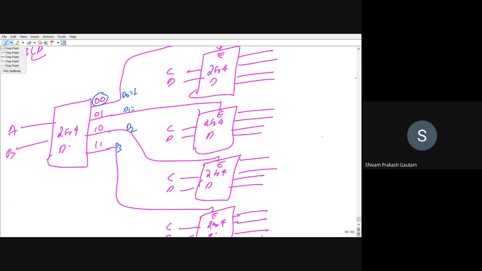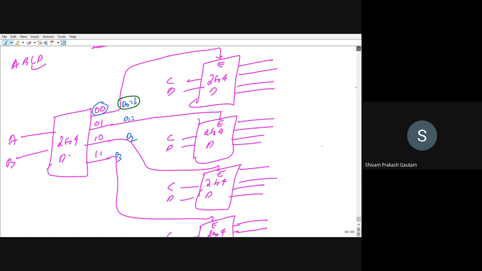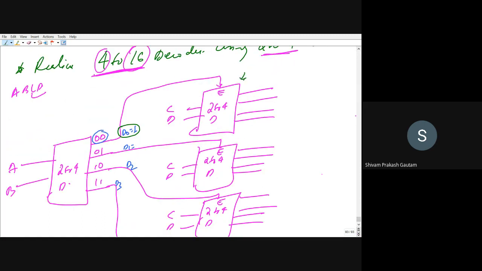For example, let us just consider when A and B both are 0, then in that case, this D0 line will be high and all the other lines will be low. If the D0 line is high, that means this decoder will get activated, right? Then the possible combinations of C can be 0, 1, and here D can also have 0, 1. Let us suppose we are having 0, 0 and A and B are both 0, 0. So we will get 0, 0, 0, 0. That is the D0 line will be high. If D is equal to 1, then we will get 0, 0, 0, 1. Here 0, 0, 1, 0, 0, 0, 1, 1. So here we will get D1, D2, D3.